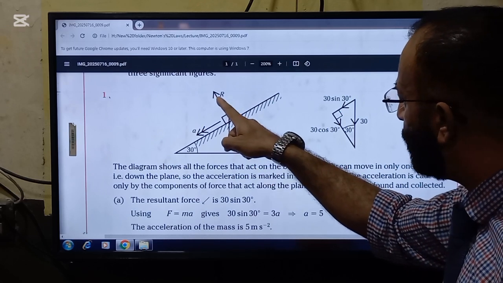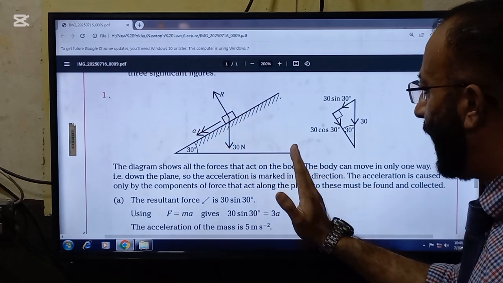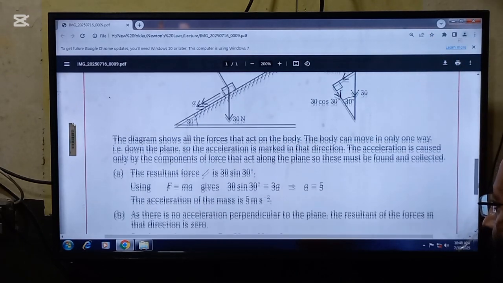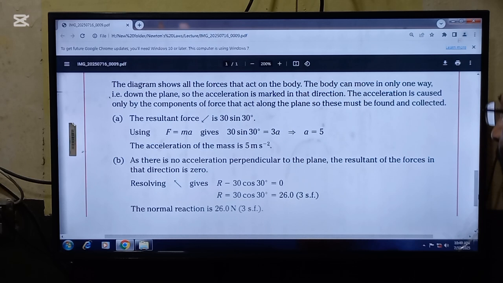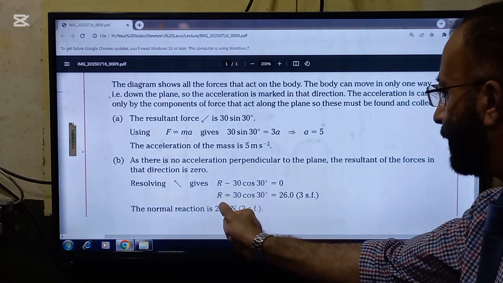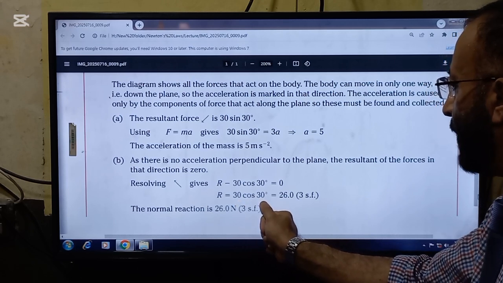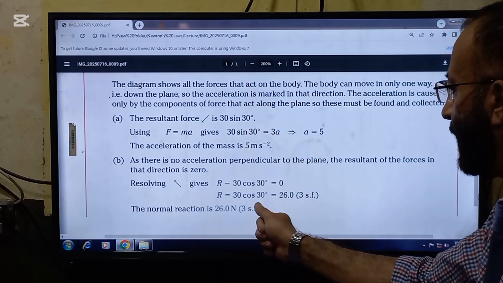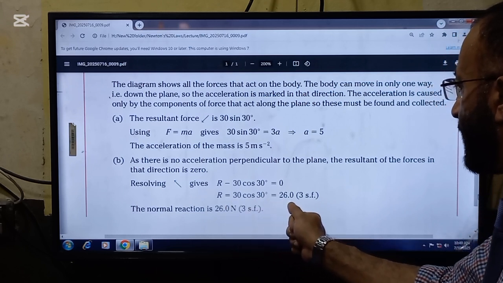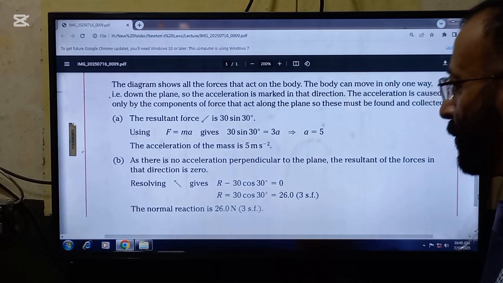So R should be equal to W cos theta because there is no acceleration perpendicular to the plane. Look now, W cos theta is equal to R. So W is 30, cos 30 degrees, because the angle is 30 degrees as given, is equal to R. And when you solve it on the calculator, this will be the answer up to 3 significant figures. So this is proved now.